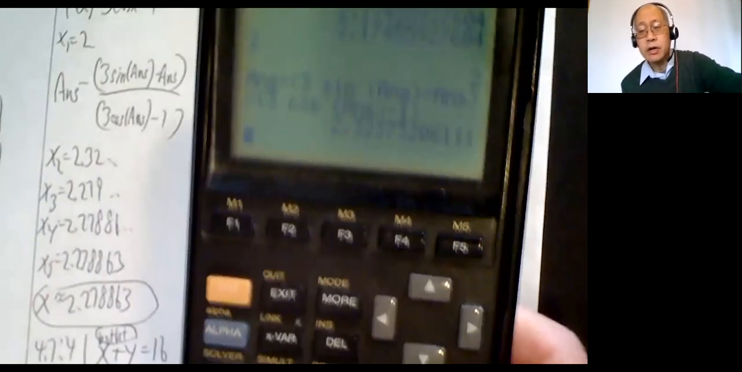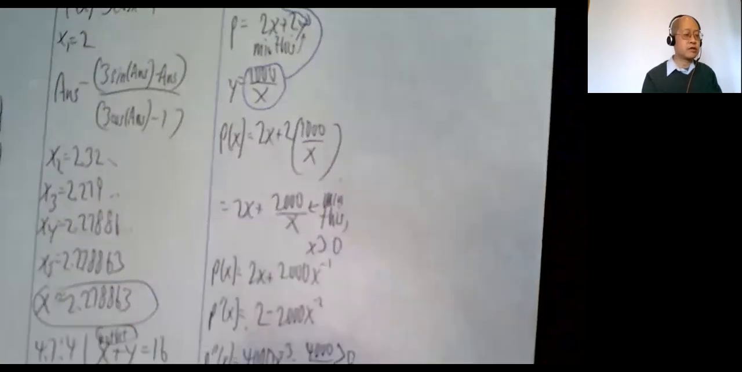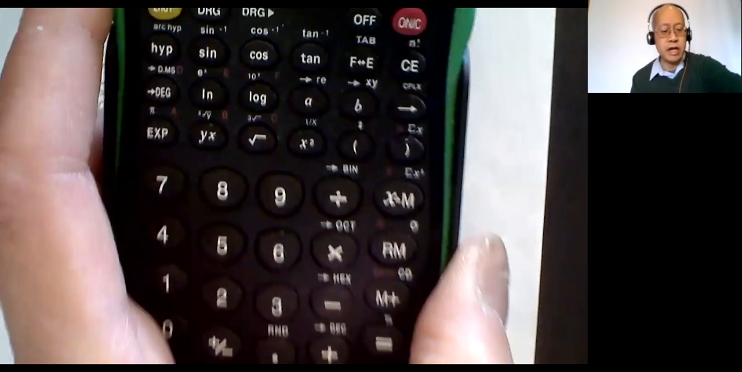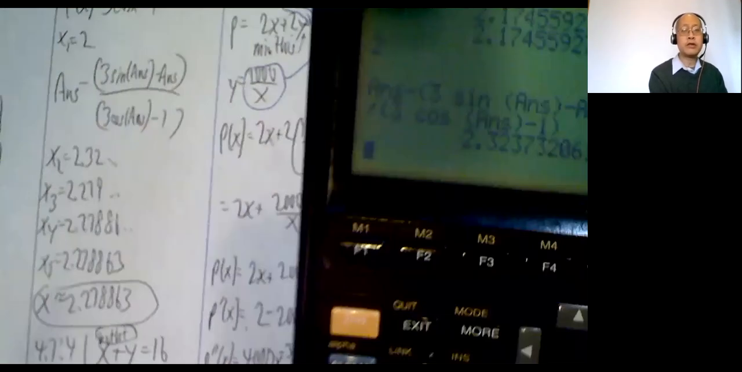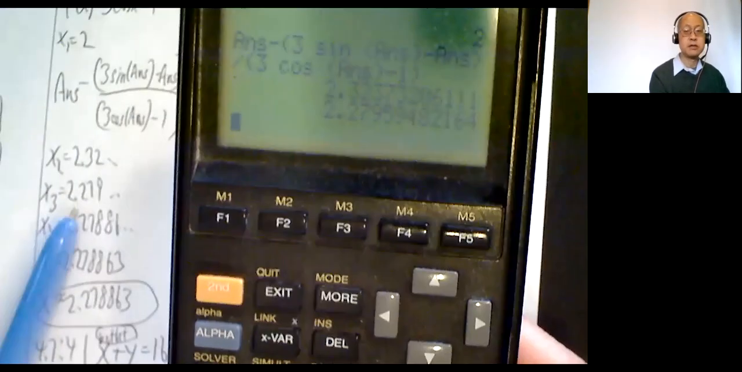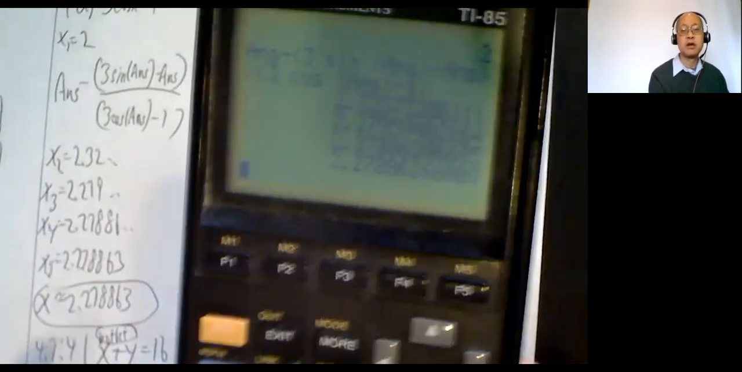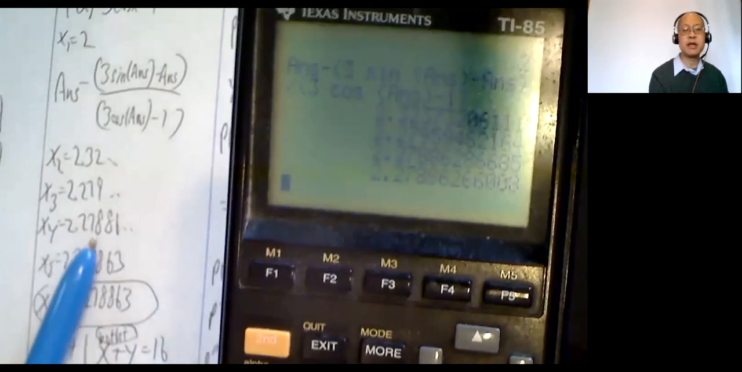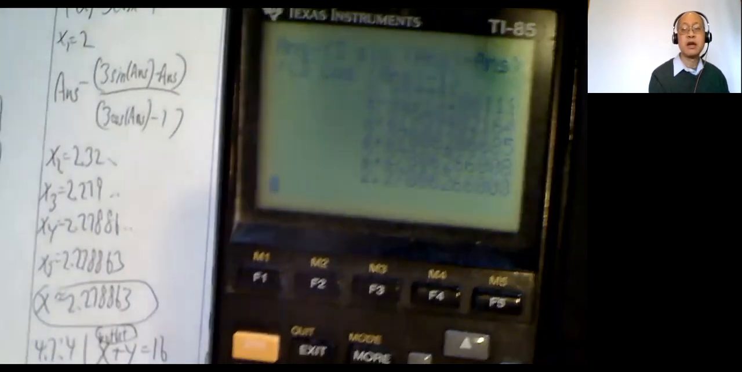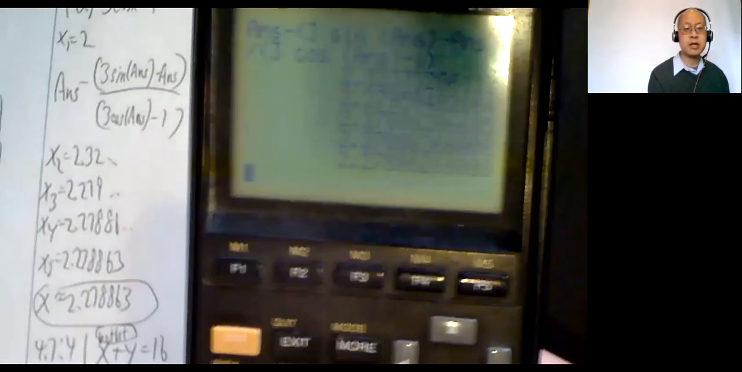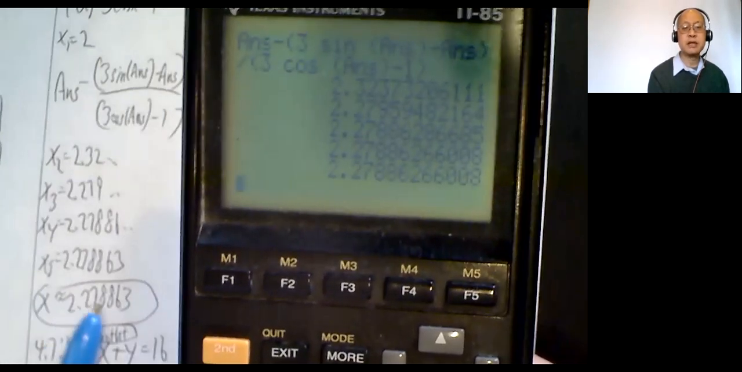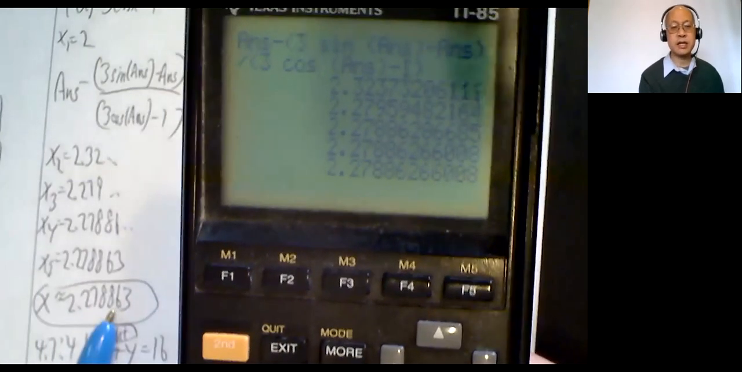Okay, and now if you don't have a calculator that has an answer button, just do what we did for problem 6, 7, and 8. But now all I have to do is just keep pressing enter. 2.27 blah blah blah. 2.27886. 2.27883. And I get a match. In fact, right now you can see every digit is the same. So to 6 decimal places, 2.278863 is what I'm going to present it as.